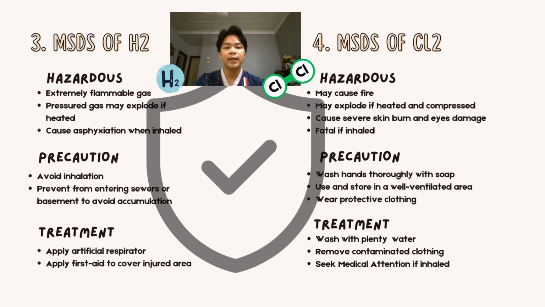Next, for chlorine gas, its hazard is that it may cause fire, may explode if heated and compressed, causes severe skin burns and eye damage, and is fatal if inhaled. Its precaution is to wash hands thoroughly with soap, use and store in a well-ventilated area, and wear protective clothing. For its treatment, wash with plenty of water, remove contaminated clothing, and seek medical attention if inhaled.